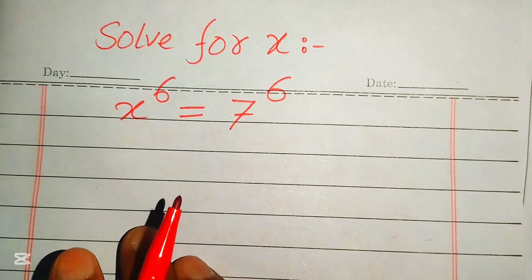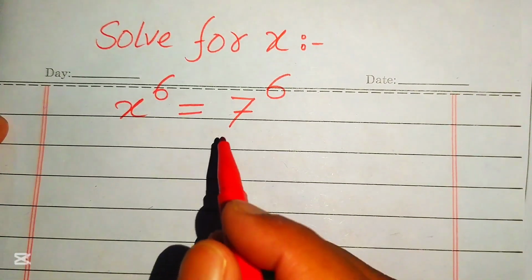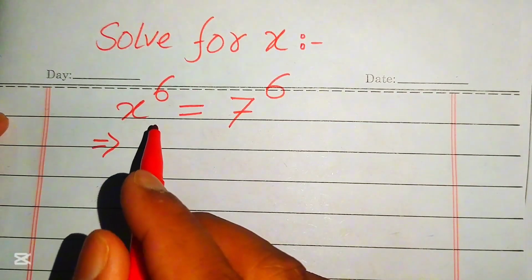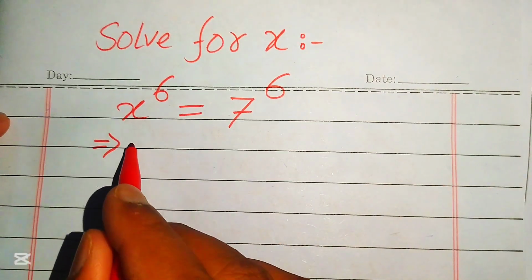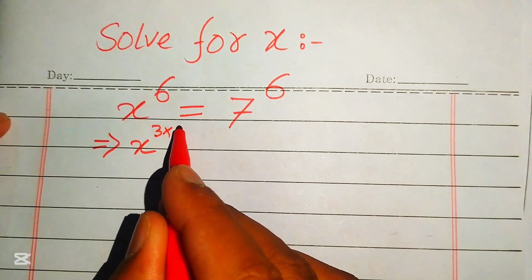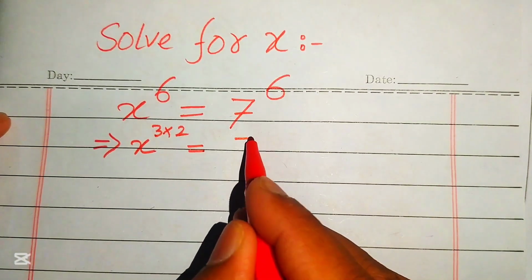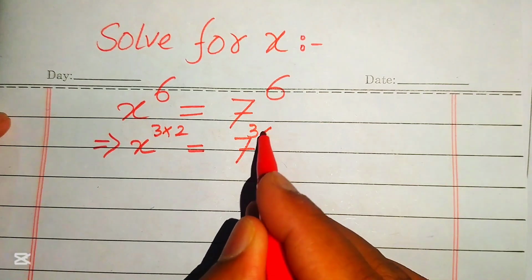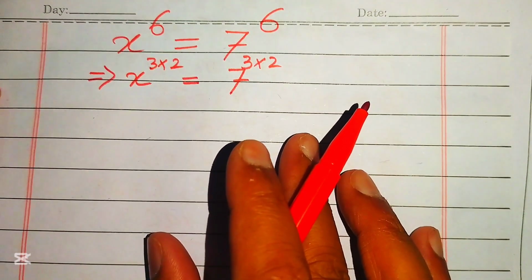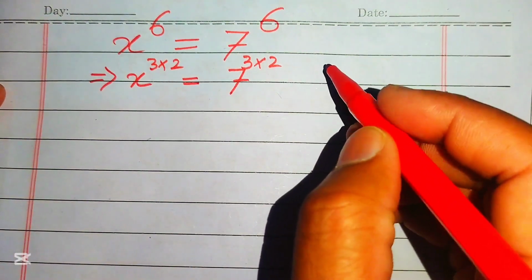So the very first step we are going to do is focus on the exponent of both of the sides, and we will rewrite these exponents in this form. We write x to the power of 6 as x to the power of 3 multiplied by 2. Similarly, we write 7 to the power of 6 as 7 to the power of 3 times 2. And after that we will apply the nice exponent law.